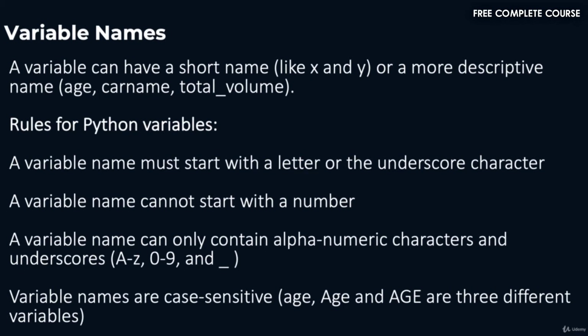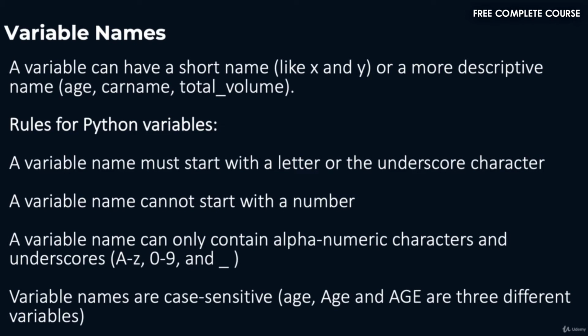A variable name must start with a letter or the underscore character. A variable name cannot start with a number, okay? So a variable name can only contain alphanumeric characters and underscores. So A through Z and 0 through 9 and underscore. Variable names are case sensitive.